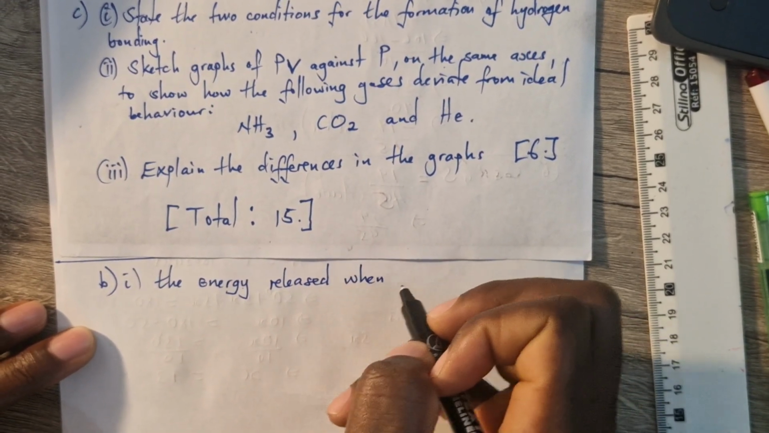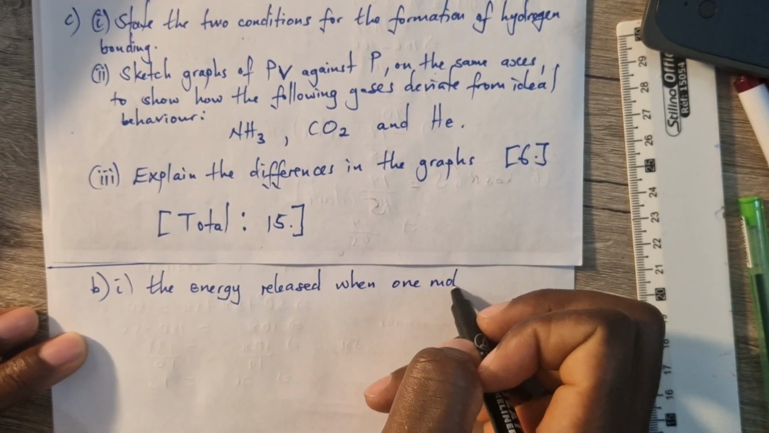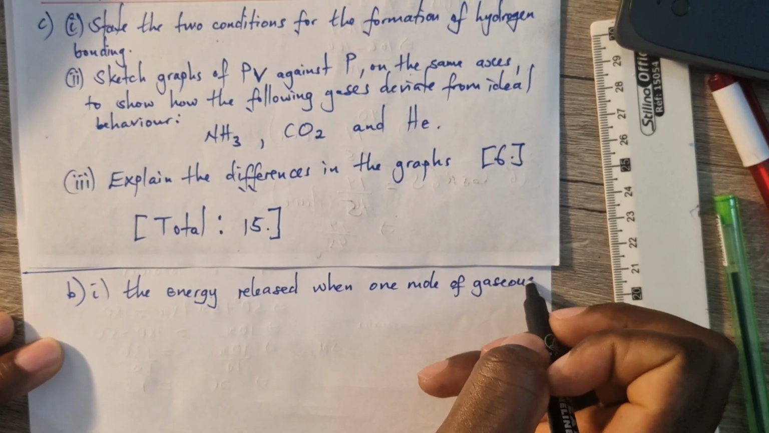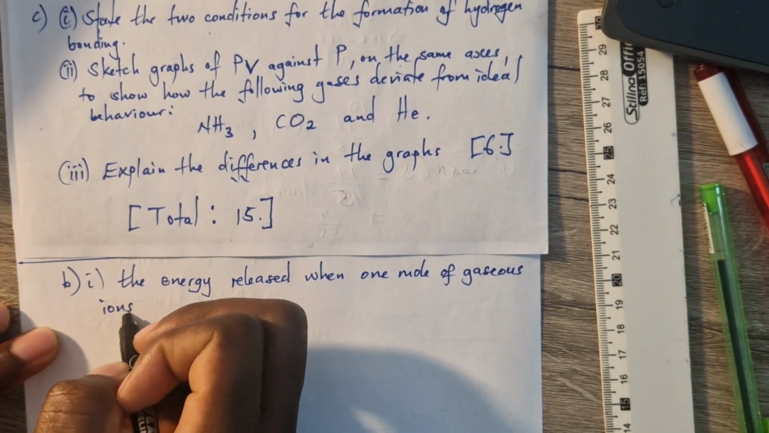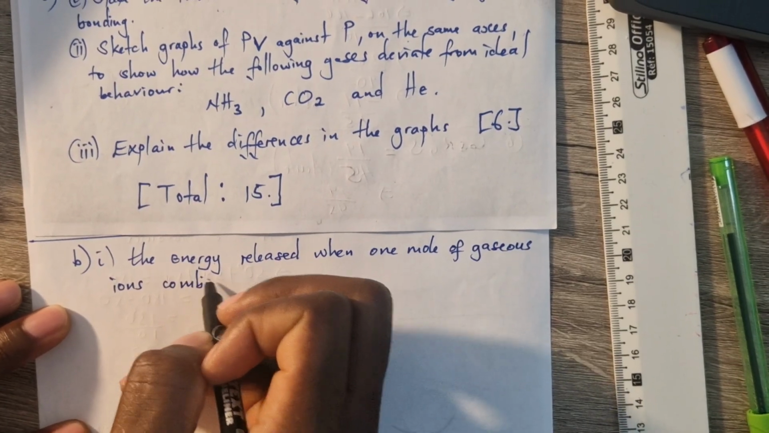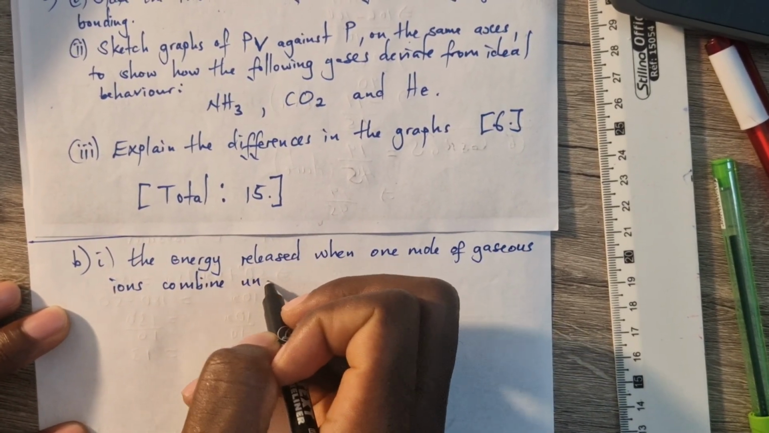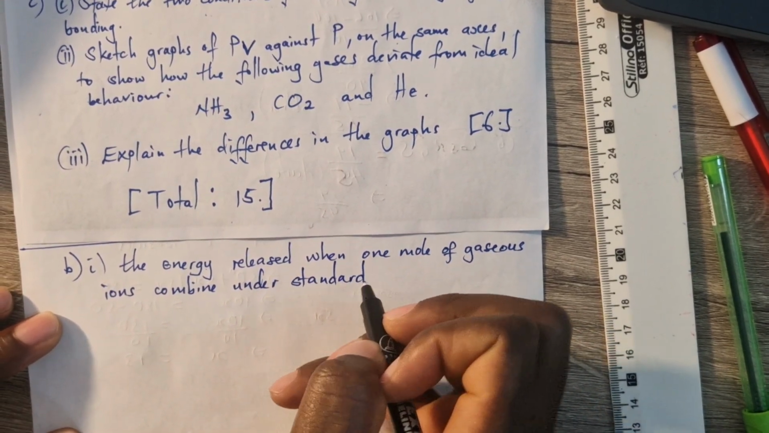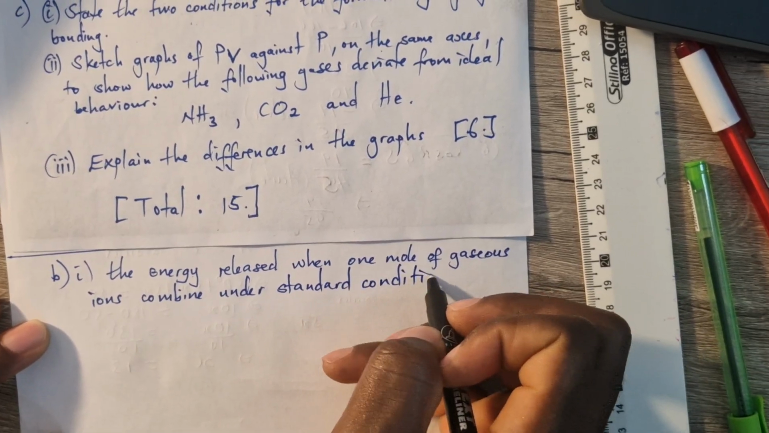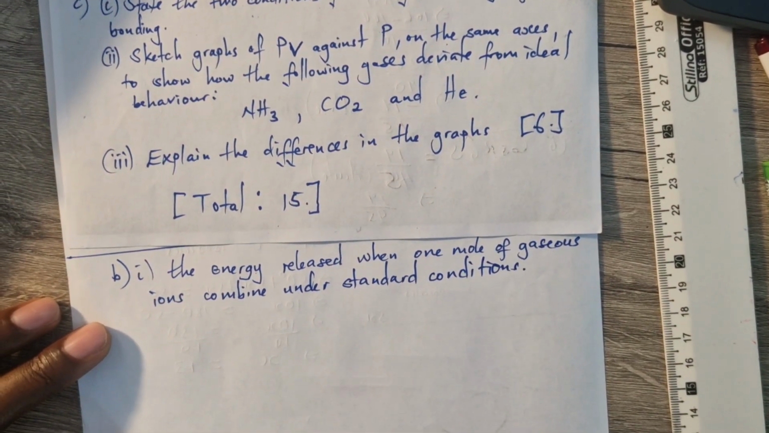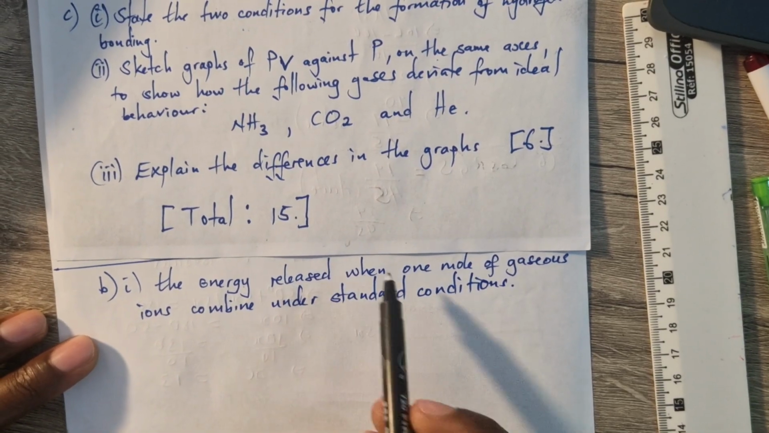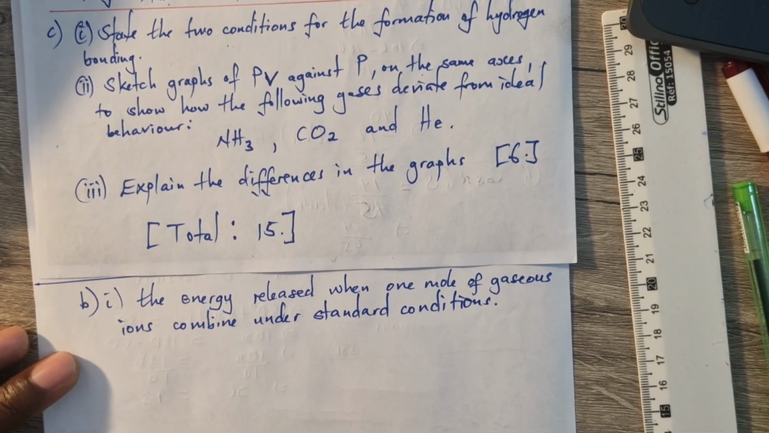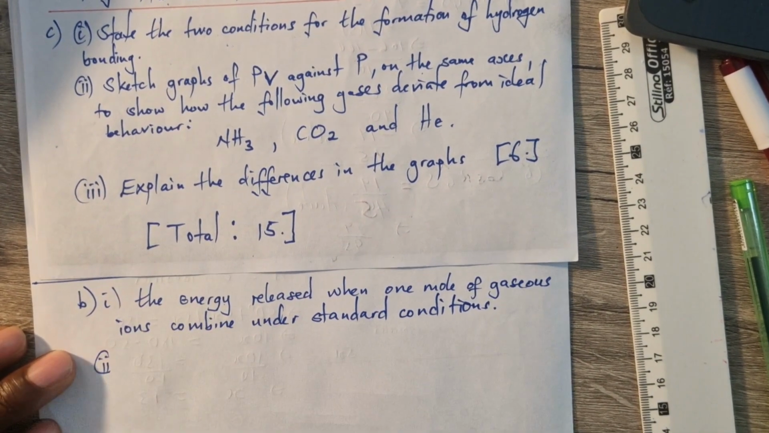when one mole of gaseous ions combine under standard conditions. So that's our definition: the amount of energy which is released when one mole of gaseous ions combine under standard conditions. So we can move on to part 2.